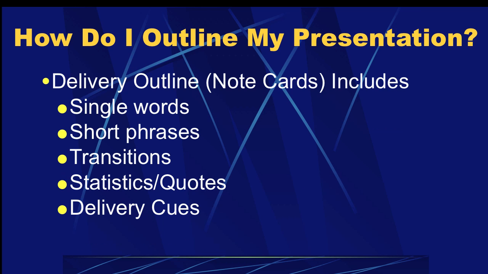How do you outline your presentation? Your delivery outline consists of 3x5 note cards, no more than 3. Make sure that you include single words, short phrases, transitions, statistics and quotes, and delivery cues in those 3x5 note cards. When you first start practicing your presentation, you'll have more than 3x5 note cards. As you practice, you'll be able to get rid of those note cards.